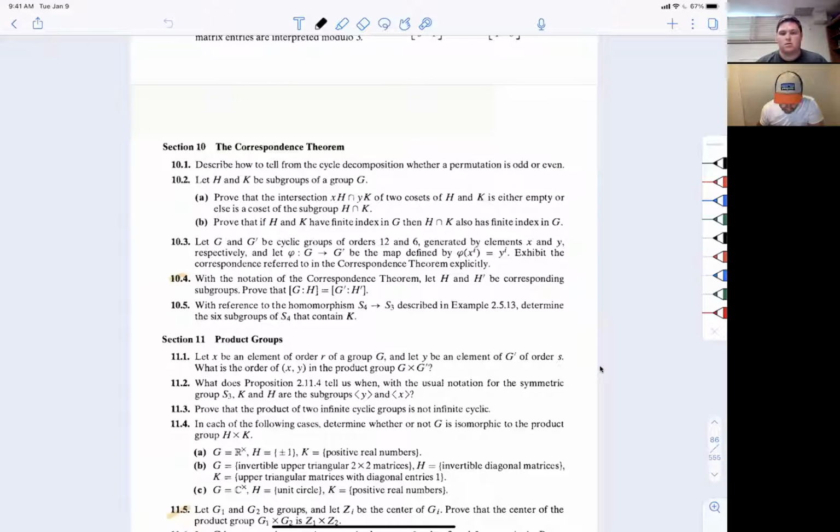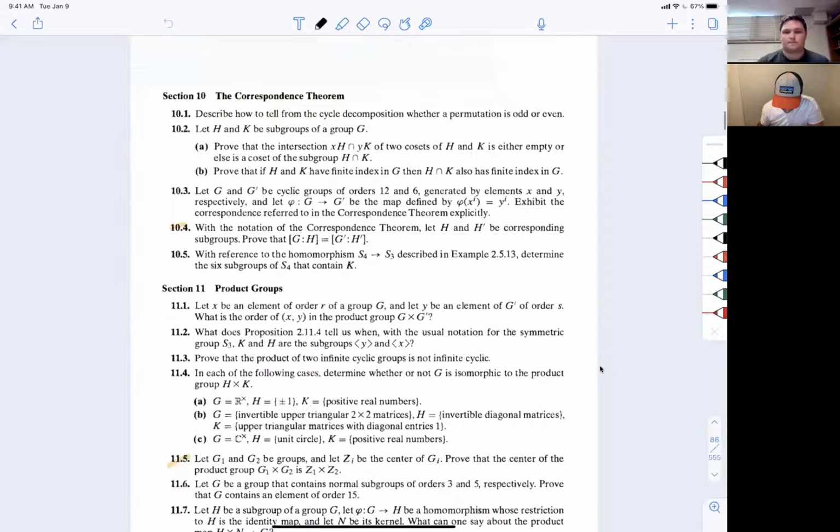All right. So Kale asked about 10-4. Let's take a look. So with the notation of the correspondence theorem, let H and H prime be corresponding subgroups. Prove that the index of H in G is the same as the index of H prime in G prime.